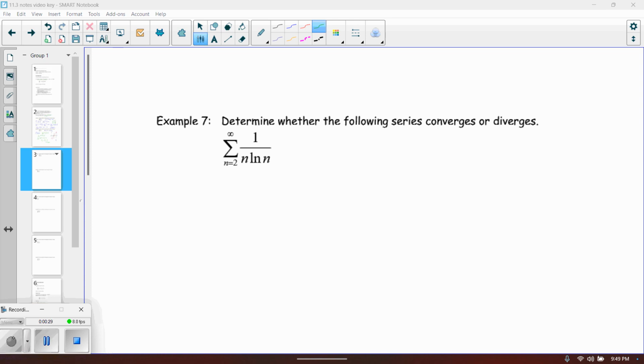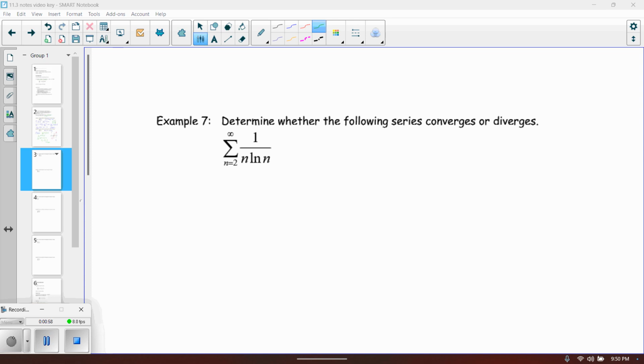All right, so example 7, determine whether the following series converges or diverges. Again, go through all the different processes. Look to see whether you can make this a geometric. It's not geometric. Look to see whether you could possibly do a telescoping. It would have to be, for the most part, some kind of a rational function that we could do. It's not that because you've got a natural log in the denominator. So we're going to look to see whether we can use the integral test.